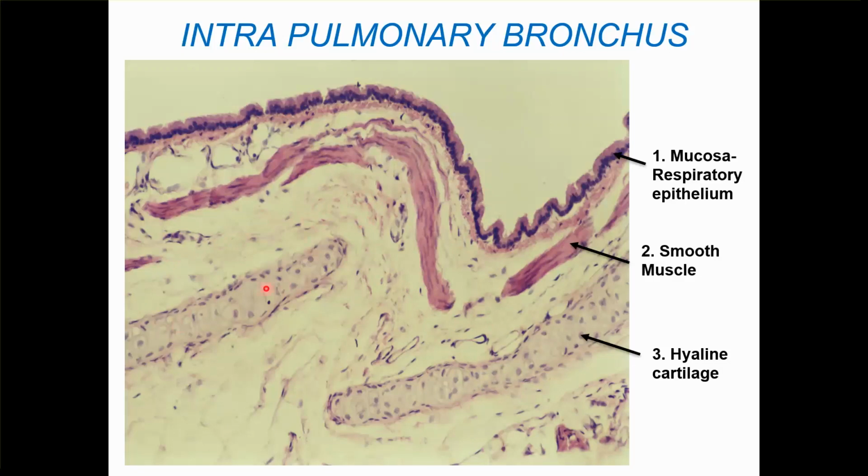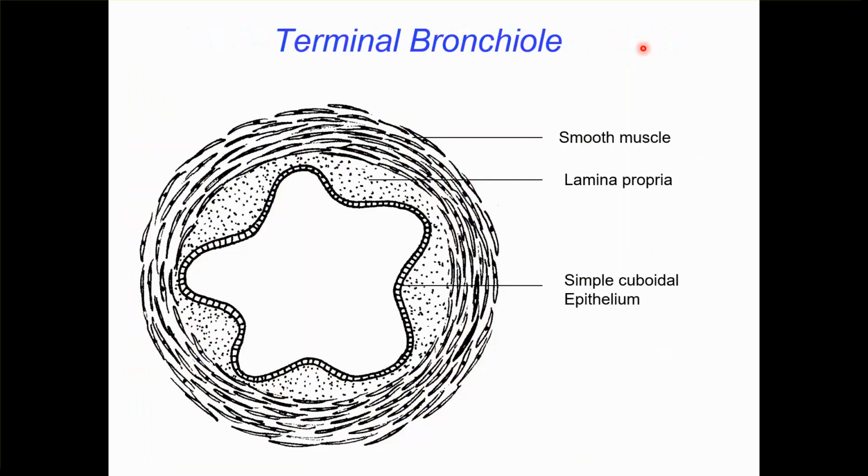Below that is the hyaline cartilage. Here is the hyaline cartilage in plates. Hyaline cartilage is not continuous, it is broken, it's in plates. This is the section of the intrapulmonary bronchus.